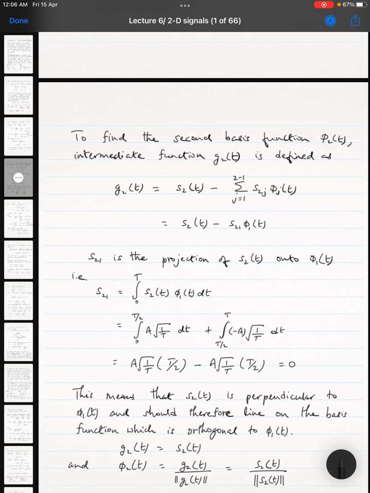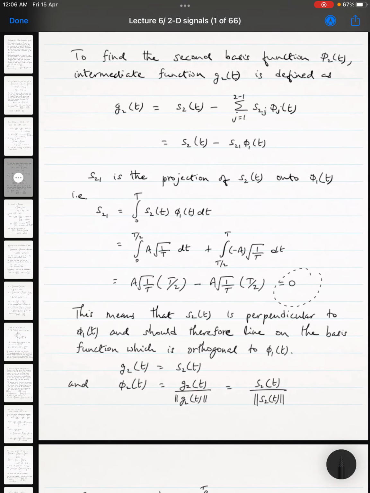So we know phi 1 of t already, which we have calculated. So we can now compute s21, and we find that s21 turns out to be 0. That means the projection of the signal s2 of t onto the basis function phi 1 of t is 0, or in other words, s2 of t is perpendicular to phi 1 of t. So that means s2 of t lies on its basis function itself.